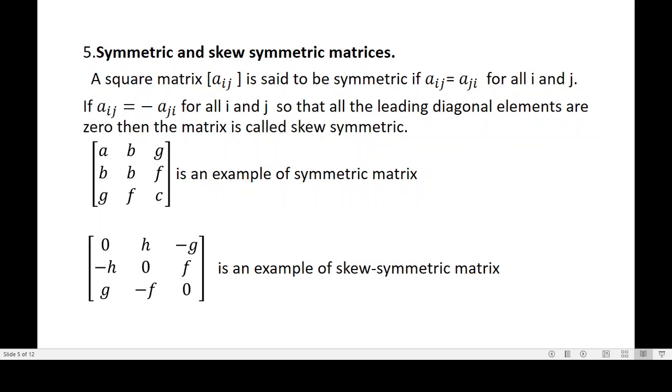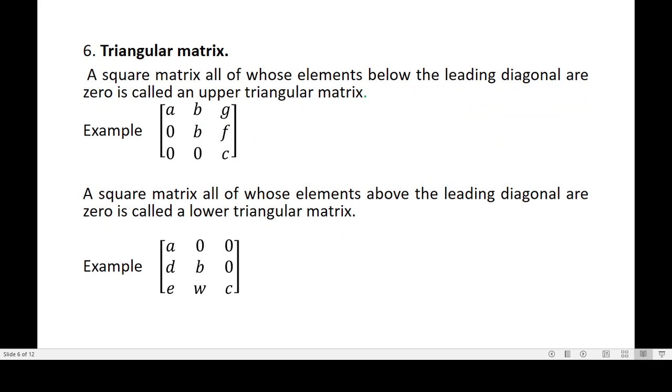Now let us understand a triangular matrix. What is a triangular matrix? There is an upper triangular matrix and a lower triangular matrix. A triangular matrix is a square matrix, all of whose elements below the leading diagonal are 0 is called an upper triangular matrix. So this is an upper triangular matrix. Elements below the leading diagonal are 0. This is a 3 cross 3 matrix. a, b, c are diagonal elements. Elements below the leading diagonal are 0. So this is an example of an upper triangular matrix.